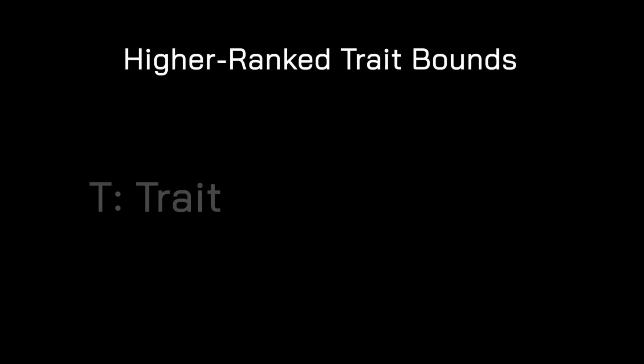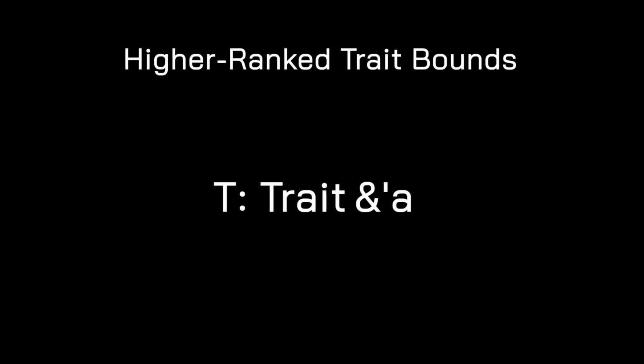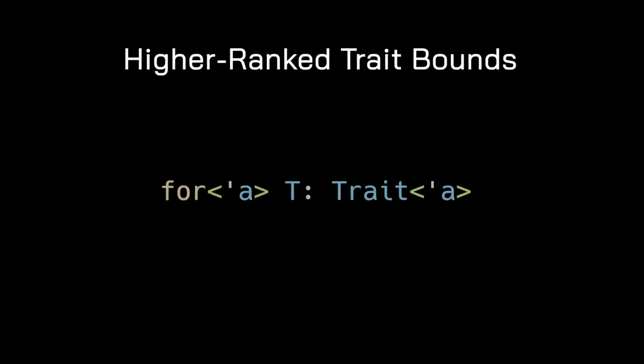So far, we've used trait bounds and lifetime generics separately. Higher rank trait bounds combine these concepts by allowing trait bounds to be higher ranked over lifetimes. In other words, it allows us to specify that a trait bound should hold true for all possible lifetimes. This is useful when expressing complex lifetime relationships.